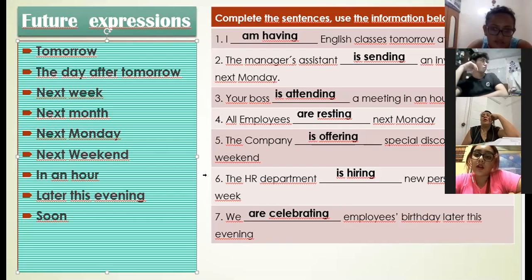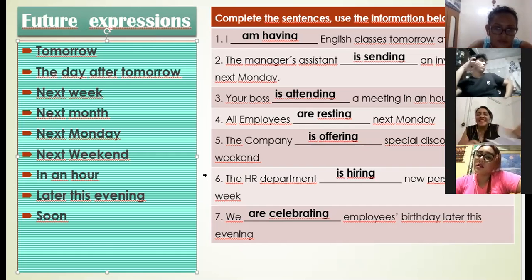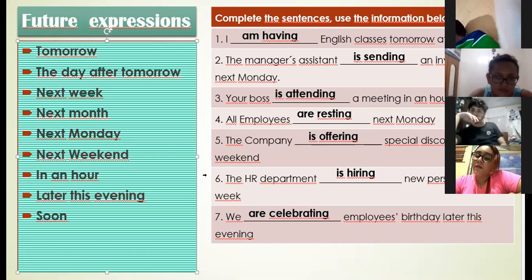The human resources. HR. You can say just HR or Human Resources Department. The Human Resource Department is hiring new personnel next week.